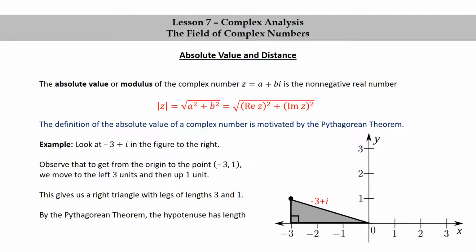By the Pythagorean theorem, the hypotenuse has length the square root of 3 squared plus 1 squared, which is root 9 plus 1, or root 10. Right? So the absolute value of -3 plus i is the square root of 10.